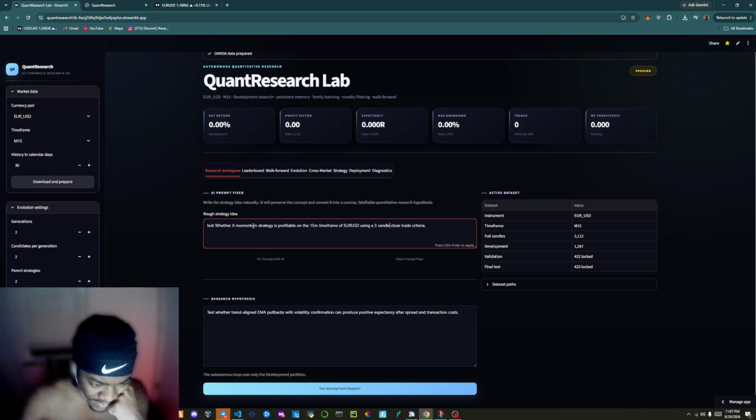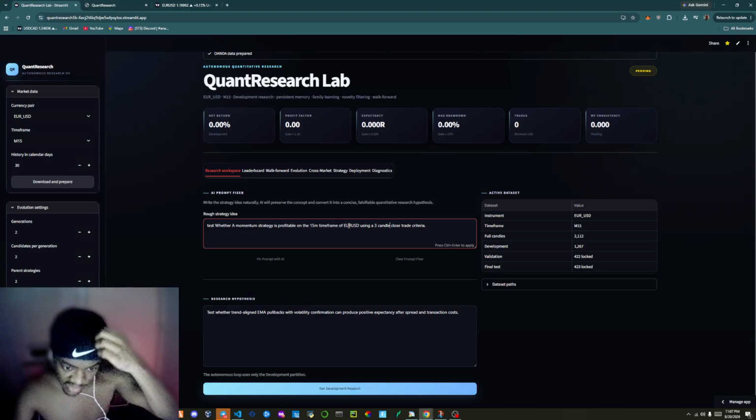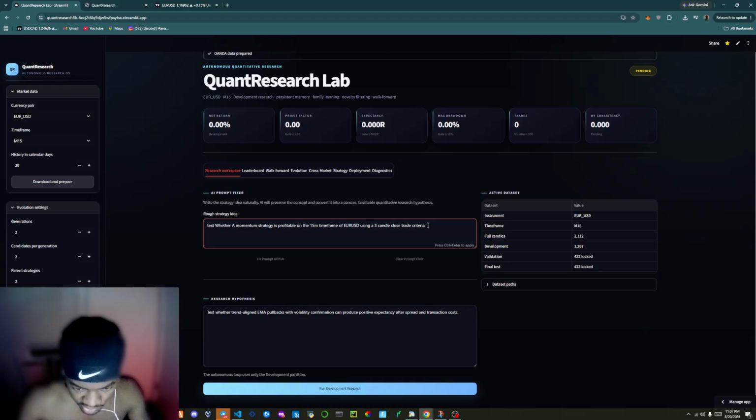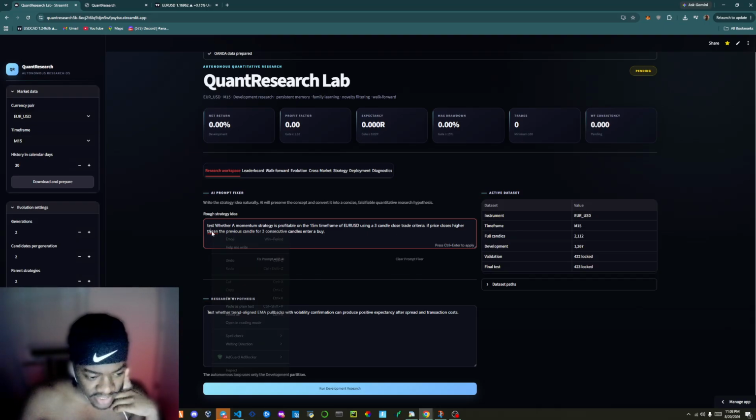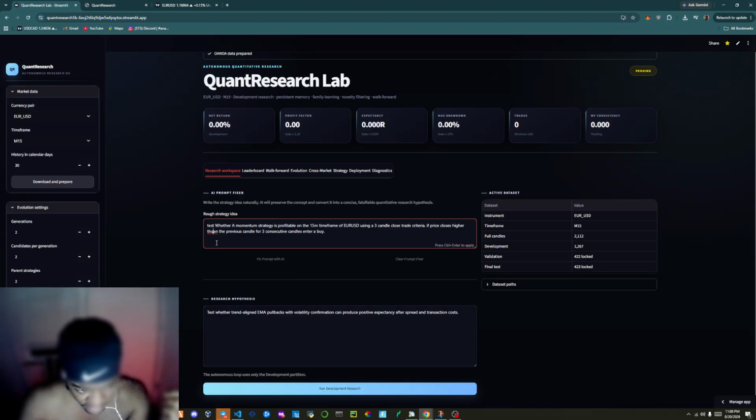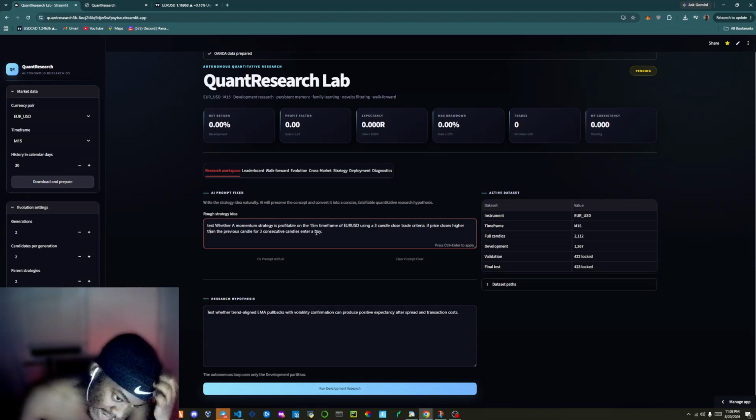Test whether a momentum strategy is profitable on the 15-minute time frame of EUR/USD using a 3 candle close criteria. If price closes higher than the previous candle for 3 consecutive candles, enter a buy. Right now, this is very, very rough. As you see, I'm misspelling stuff. So this is a very rough hypothesis.